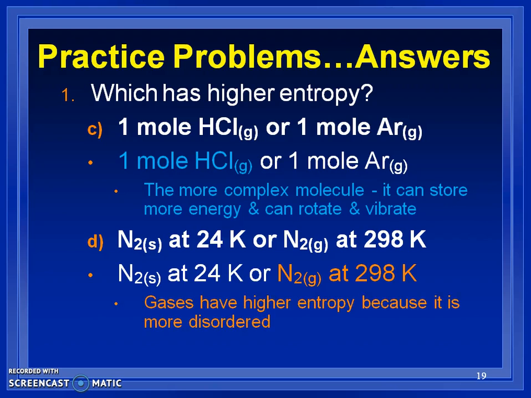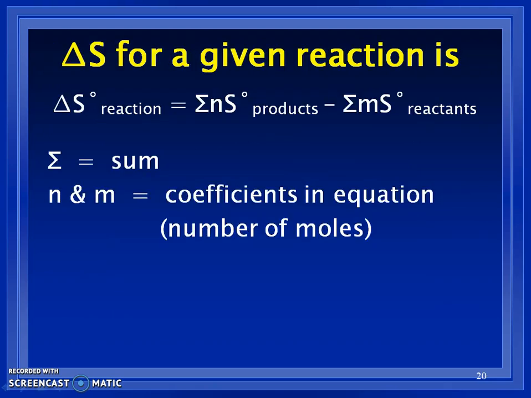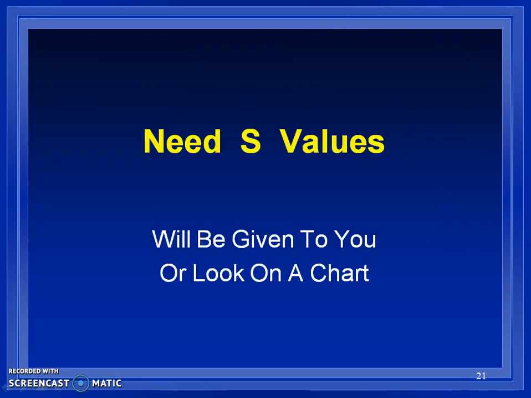So hopefully that makes sense. If it doesn't, again, you can ask me or anybody in class when we're doing the book work. You've seen this before. The delta S of the reaction is going to equal the moles of your products minus the moles of your reactants, and you're going to subtract that whole thing. So it's products minus reactants like we've done before. So you have your S values. You'll be given some kind of chart.